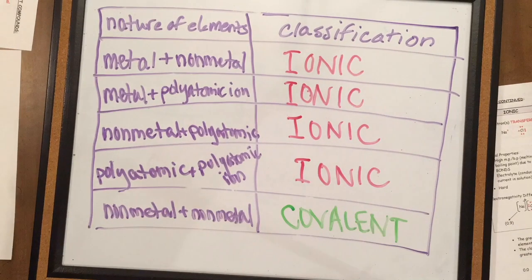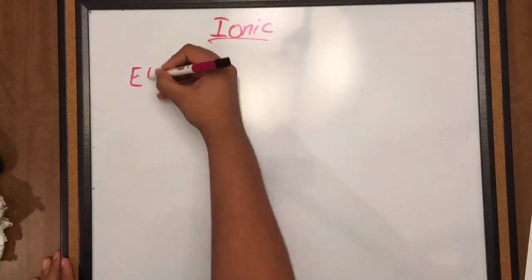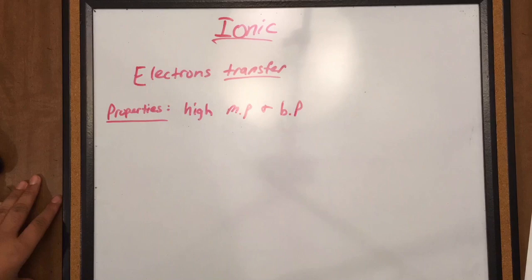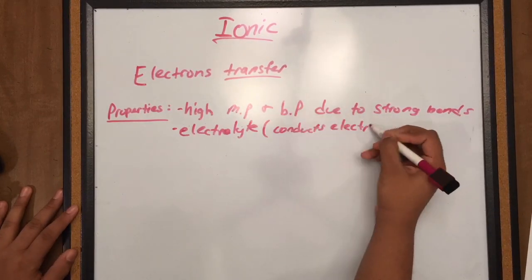Follow this chart for whether it's ionic or covalent. The main thing to remember about ionic bonds is that electrons are transferred, and they are transferred because of the high electronegativity differences between the atoms.